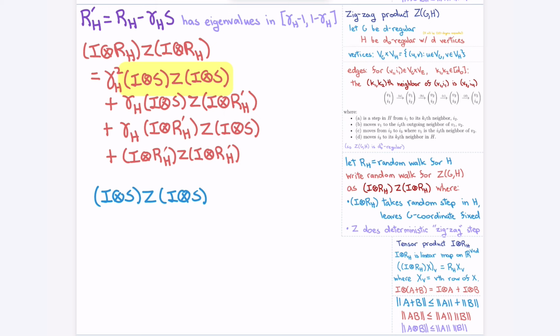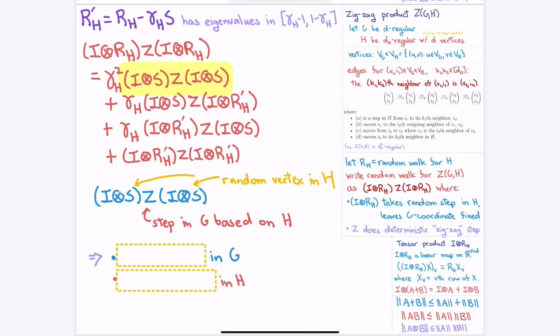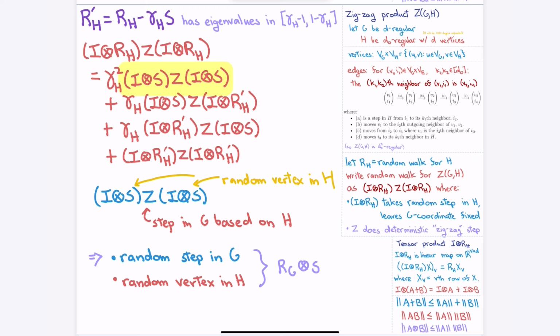So we already pointed out that this first term here, where I take a completely random vertex in H, do the deterministic zigzag step, and then another completely random vertex in H, is like a random step in G, right? So we put that together, and there used to be something here, but I can't find it. Oh, there it is. So we already know this to be true.